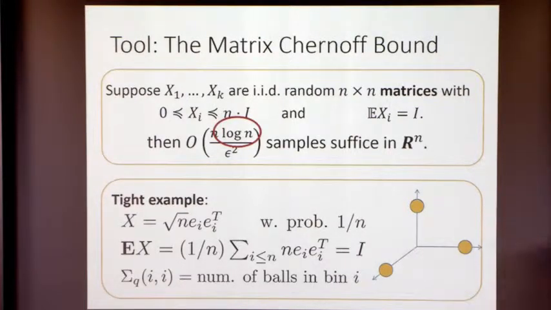And it's well known that you need k to be at least basically n log n for that to hold. If you just pick linearly many samples, some of the bins are going to be empty. So actually this log n is essential.